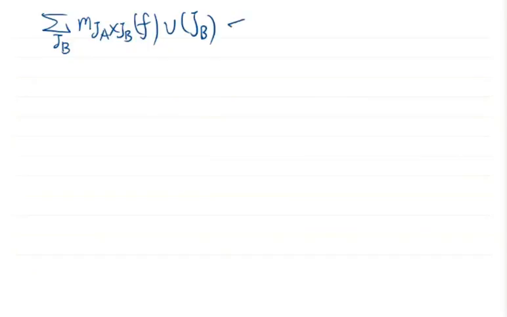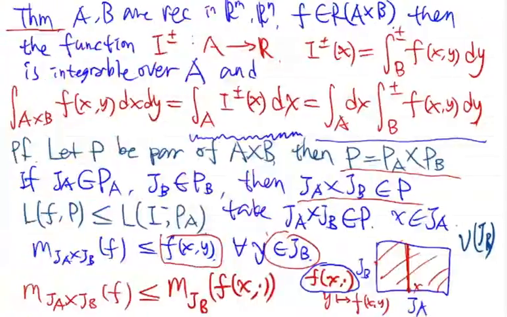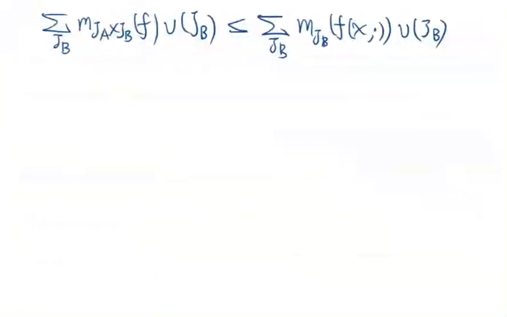We get the sum over J_A cross J_B of the infimum, times the volume of J_B, not greater than the sum. Okay, this is simply multiplying both sides of the last inequality, in the last line of this page, by the volume of J_B and then summing up with respect to J_B. Okay, so we get this result.